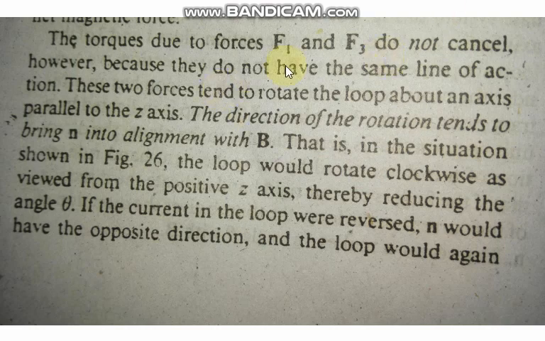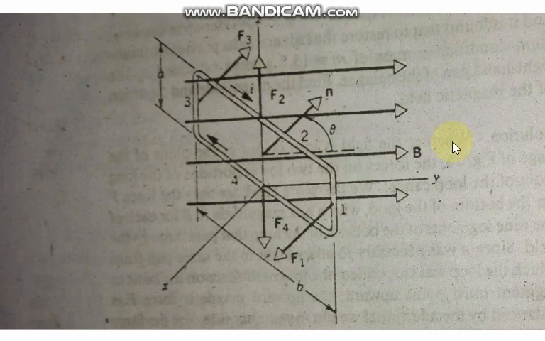Now to repeat once again, the forces acting on side 1 and side 3, that is F1 and F3, are equal and opposite, but their line of action is not the same, so they do not cancel and they form a couple, which causes the loop to rotate about the z-axis. So these are the forces which are responsible for producing torque in this rectangular loop, which is carrying current I and is placed in the magnetic field B. Now let's calculate the torque which is acting on this current loop.